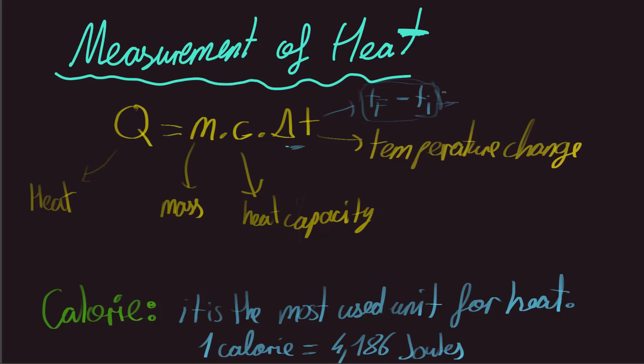Also, calorie is mostly used as a unit for heat, but it is not the scientific one. The scientific one is joules, and 1 calorie is 4.186 joules. Also, a calorie can be expressed as the heat required to raise the temperature of 1 gram of water by 1 degree Celsius.